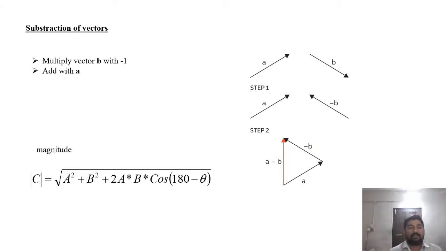Okay, then if you want to do subtraction, what will we do? This is another question that arises. We will actually do the addition, but we multiply the vector B with -1. If we multiply by -1, what will happen? Its direction changes. And then we will add A and B. I will demonstrate here, then you will understand it.